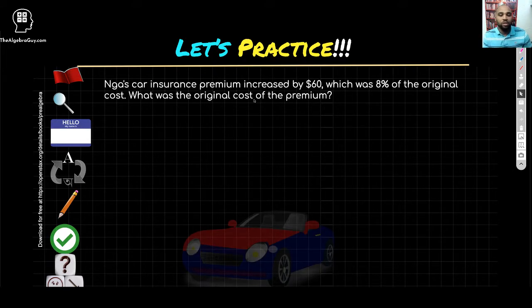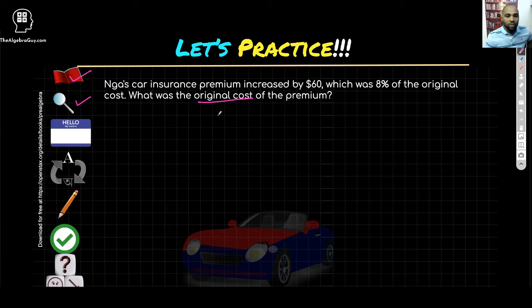Nagai's car insurance premium increased $60, which was 8% of the original cost. What was the original cost of the premium? All right, so we read the problem. Let's read it again, make sure we understand. The car insurance premium increased by $60, which was 8% of the original cost. What are we looking for? We want to know the original cost of the premium, because it increased by 60, and that 60 was 8%.